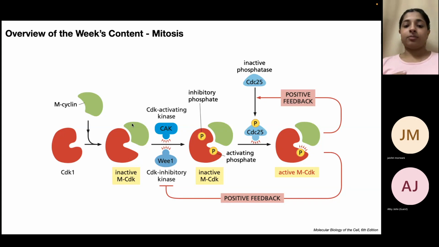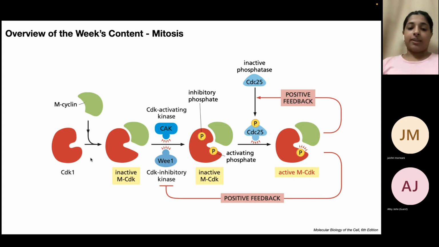Herein, the cyclin that is important is cyclin B in higher eukaryotic cells. This is known as M cyclin as well, because it is the mitotic cyclin, which forms a complex with CDK1. Now in yeast, there is just one CDK that binds to different cyclin-like proteins. But in higher eukaryotes, there are different cyclins in different stages of the cell cycle. And in mitosis, CDK1 plays a major role. So once the M cyclin is synthesized, it forms a complex with CDK1.